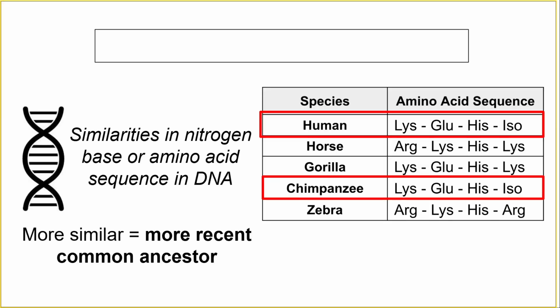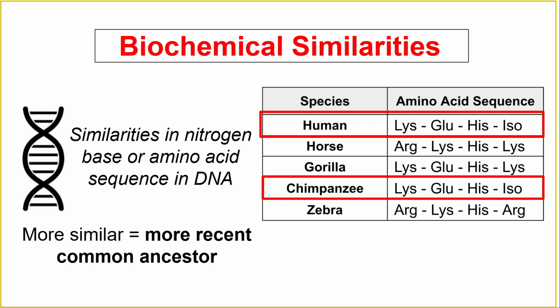So your notes, we're going to go to this section that looks like this. I want you guys to write biochemical similarities. So biochemical similarities is the DNA that we have in common. These are similarities in our nitrogen bases or amino acids, and the more similar we are, the more recent our common ancestor is.